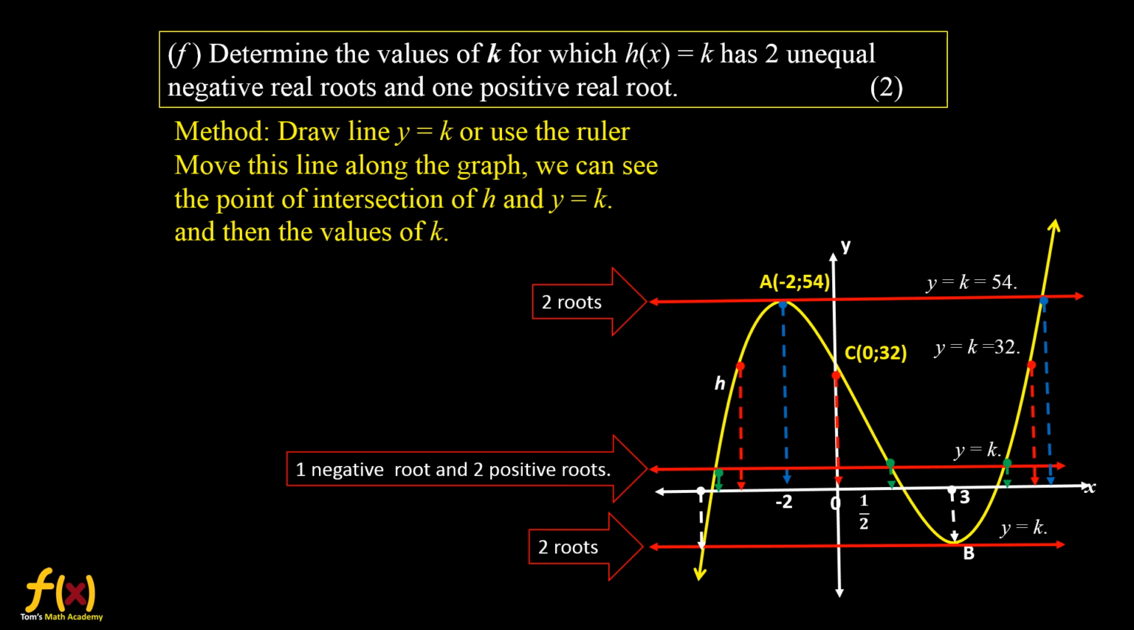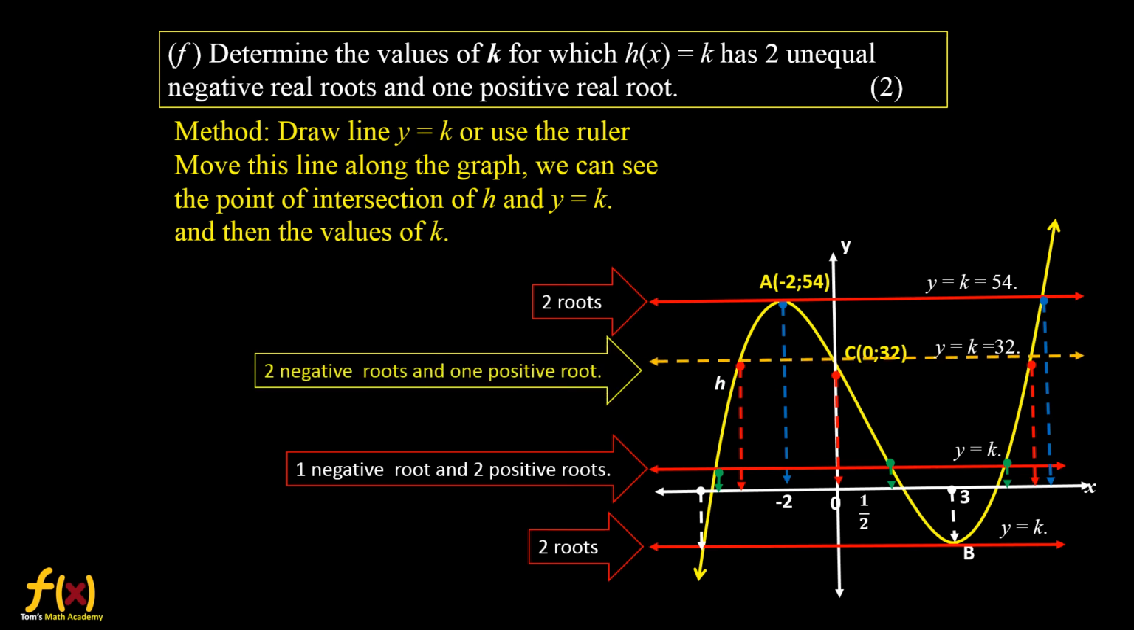I'm just explaining it. Although it is 2 marks, we must be able to answer it in 1 or 2 minutes. Now, where is our answer? Look at this line now. Okay, if the line is there, we have 2 negative roots to the left of the y-axis and 1 positive root on the right side. So that is our position of the line.